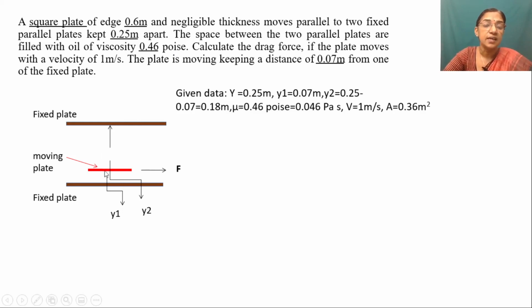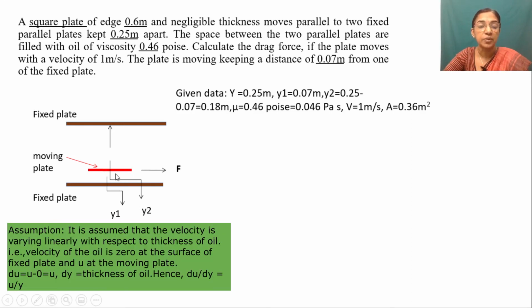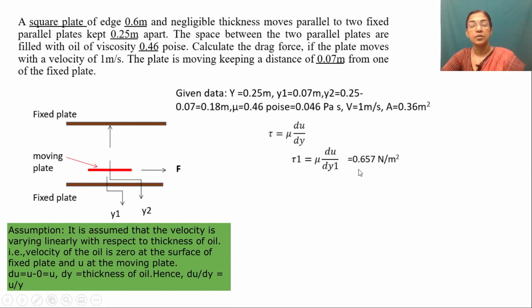But the only thing is this plate is moving not through the middle, but nearer to one side. That means tau 1 and tau 2 are different. Tau 1 corresponds to this y1, whereas tau 2 corresponds to this y2. Tau 1 can be calculated as mu into du by dy1, that is equal to 0.657 Newton per meter square. Tau 2 corresponds to this y2, so tau 2 can be calculated as mu into du by dy2, that is equal to 0.256 Newton per meter square.